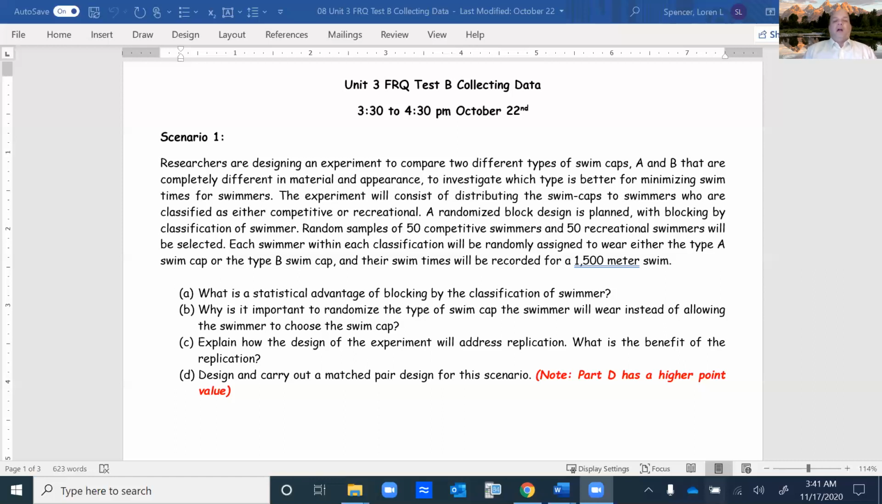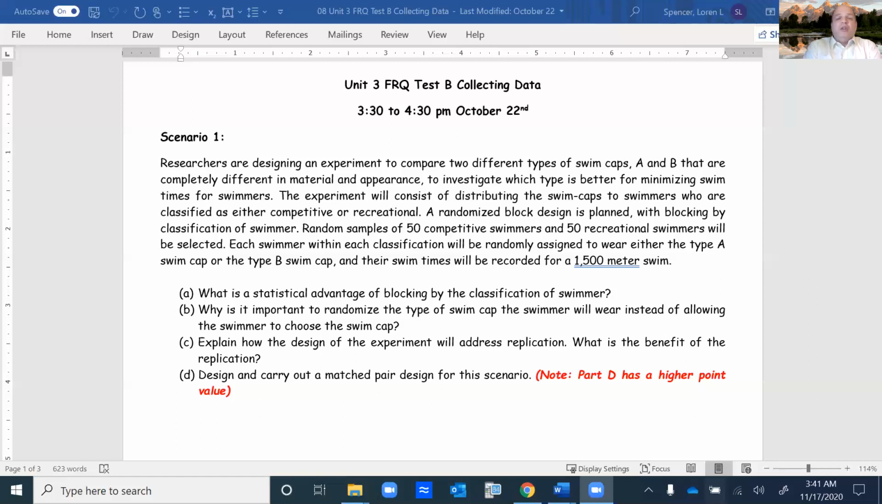How does this experiment address replication? What is the benefit of replication? Well, the way we have replication is we have 50 competitive swimmers and 50 recreational swimmers. So we have basically 25 competitive swimmers using swim cap A, and 25 competitive swimmers using swim cap B, and 25 recreational swimmers using A, and 25 using B.